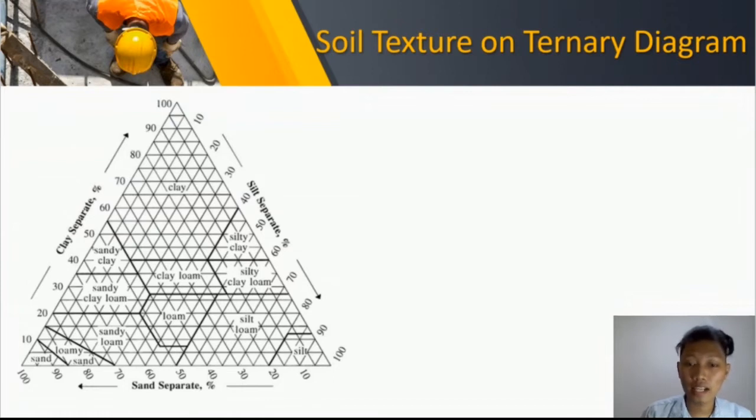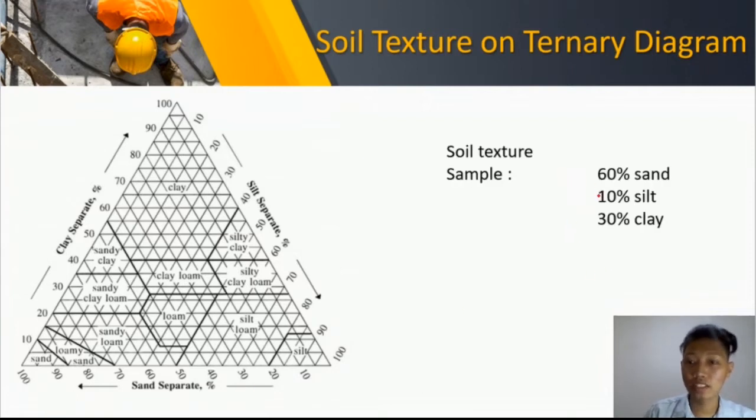So, paano ba ito ginagamit? Kung makikita nyo, meron tayo ditong 10, 20, 30, hanggang 100. So, dito muna tayo sa sand separate. Mula dito sa kanan, sa baba ng triangle, papunta doon sa kaliwa ng triangle na yan. So, meron tayong example din eh.